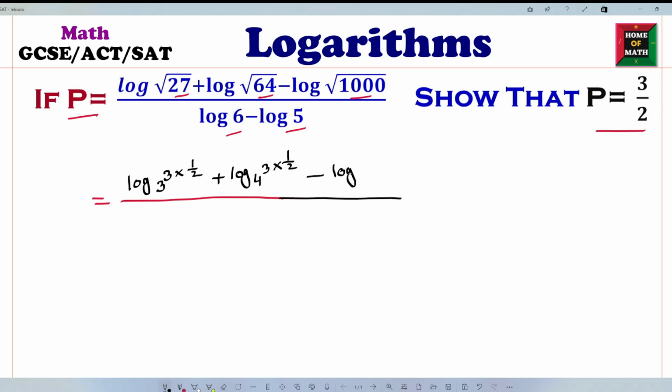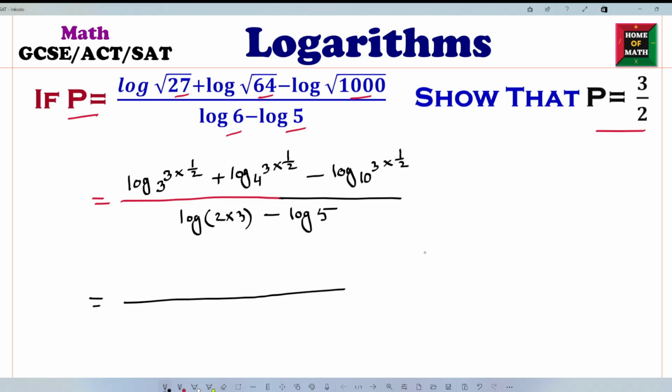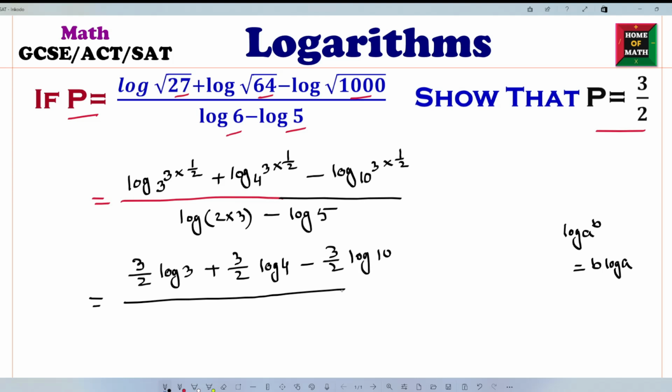Minus log 10 cubed, which means 1000. Instead of root we can use times 1 by 2. And here is log 6, we can write log 2 times 3 minus log 5. Okay, we know one thing, like log a to the power b, we can write b log a. Similarly, this one we can write 3 by 2 log 3, here 3 by 2 log 4 minus 3 by 2 log 10, right?